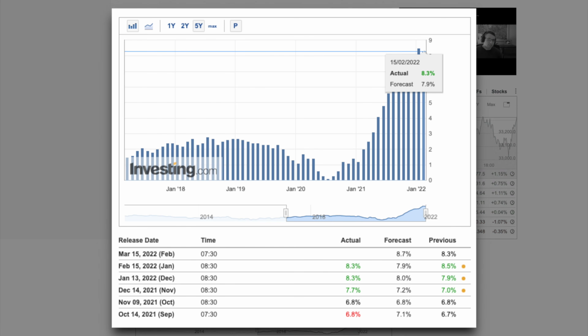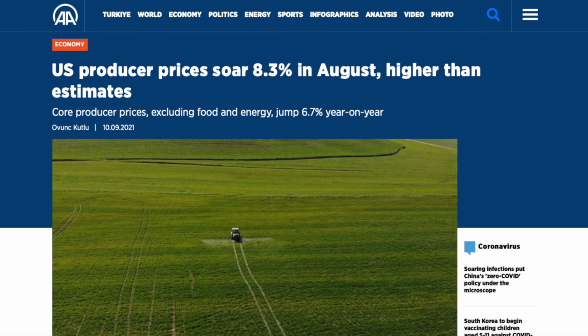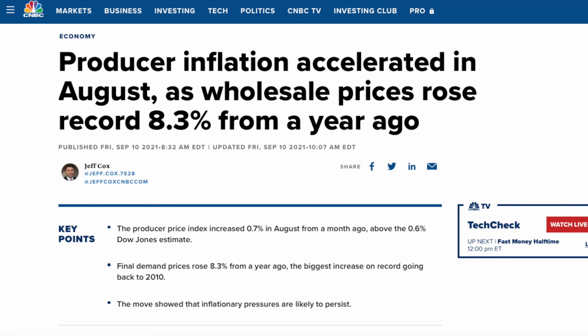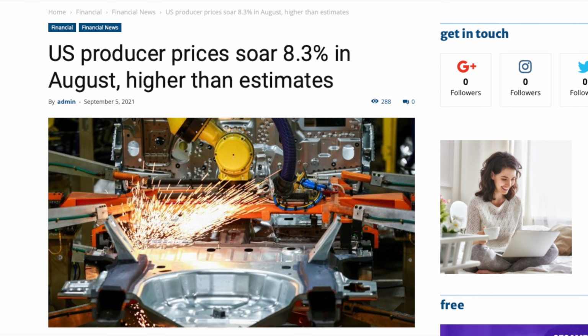And as you can see here, the PPI in 2022 reached a high of 8.3%, which is far higher from the average 2 to 3% a few years ago. Hence why the absurd inflation that we are facing right now, as the cost from businesses will eventually pass on to consumers like me and you.